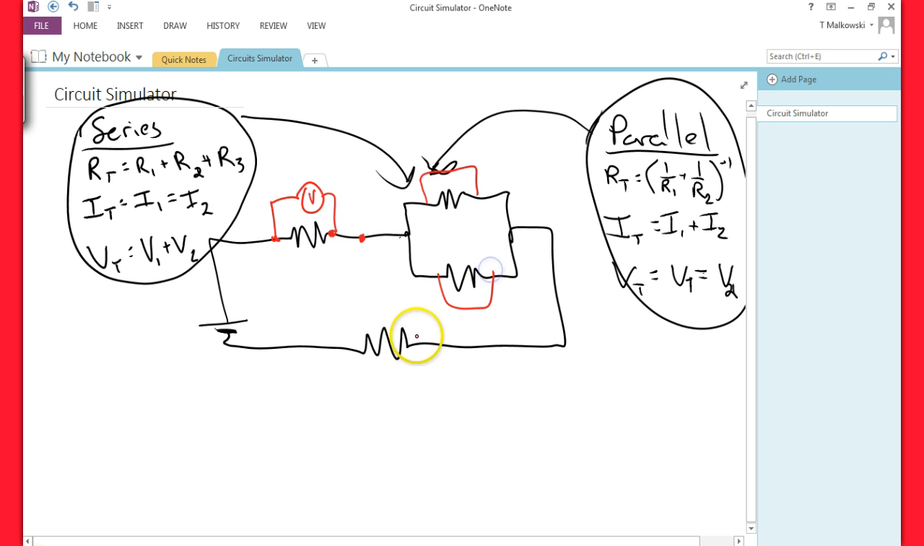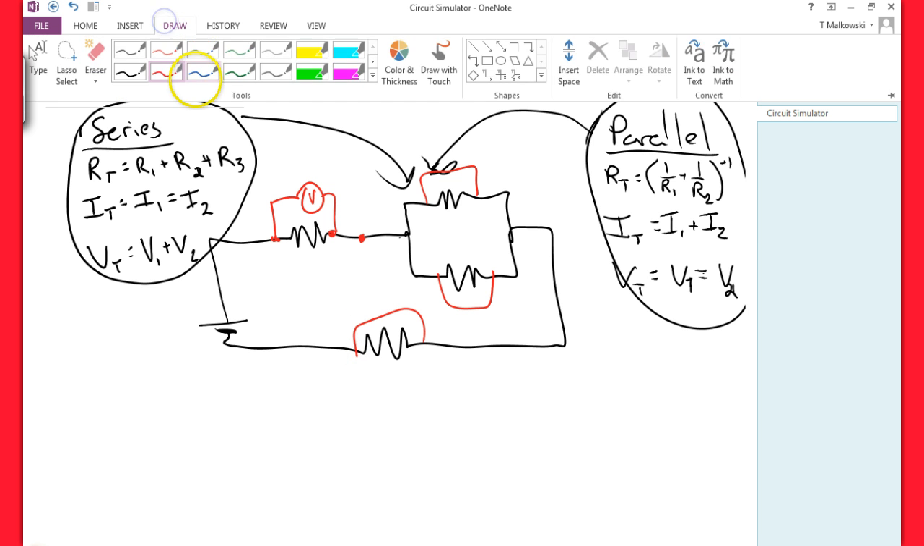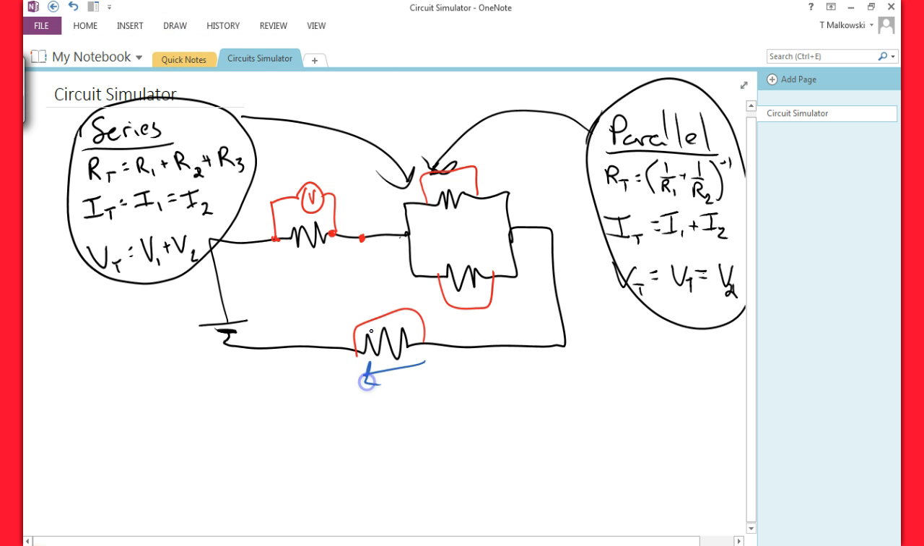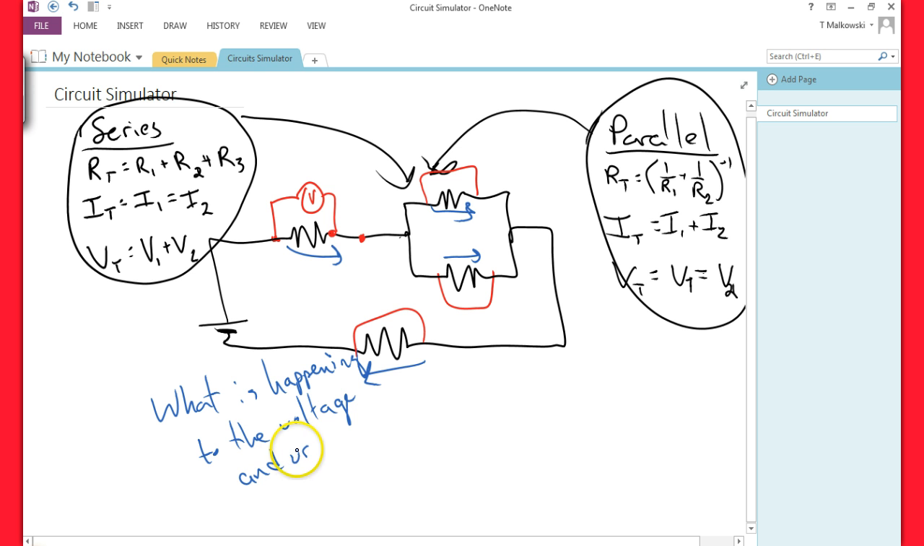So they'd be going back, measuring the voltage across each. Then I'd have them go back and say, okay, figure out what the current is through each circuit. And with those, then I would ask them to explain, okay, what is happening to the voltage and current in the circuit.